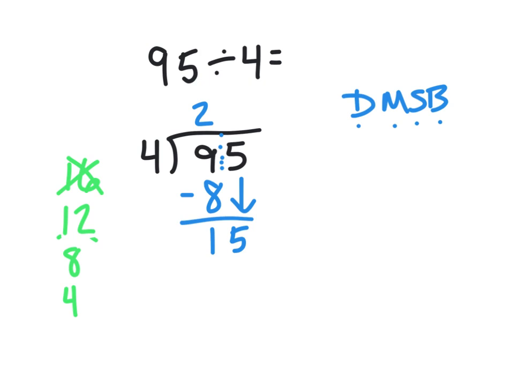1, 2, 3. 3 times. That's my division step. My multiplication step is 3 times 4, the number I just wrote down for my division, times my divisor, or the top of my tower, if you want to think about it that way. 3 times 4 is 12. Subtract those and looking for remainders, and there is a remainder of 3. My quotient is 23, remainder 3.